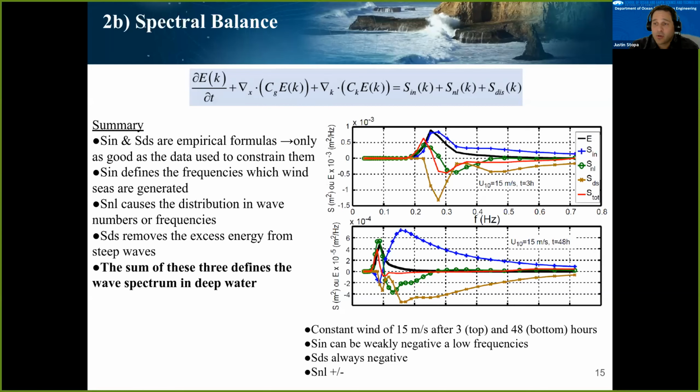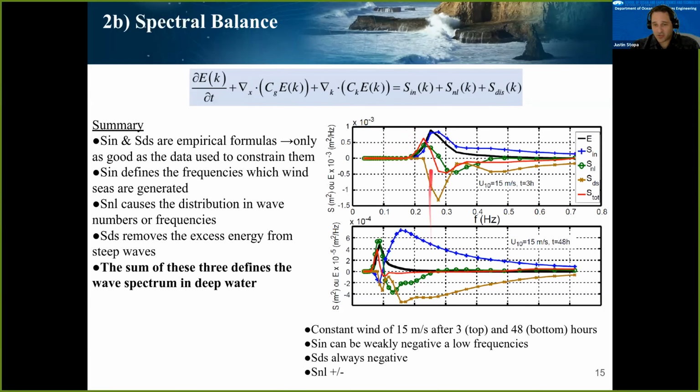And why is that important? Well, once the energy gets into lower frequencies, it persists in the spectra for long periods of time. And this is one of the reasons why swells decay at very low rates. And that means that energy in the spectrum in these low frequencies stays there.